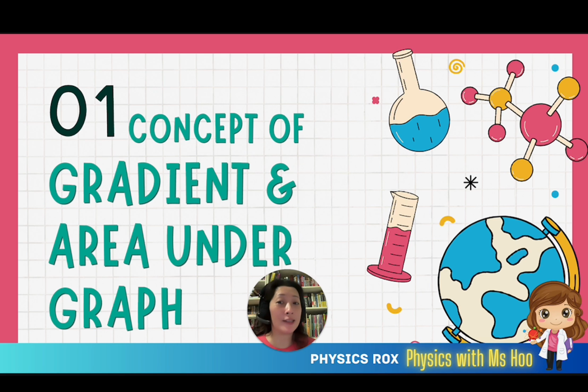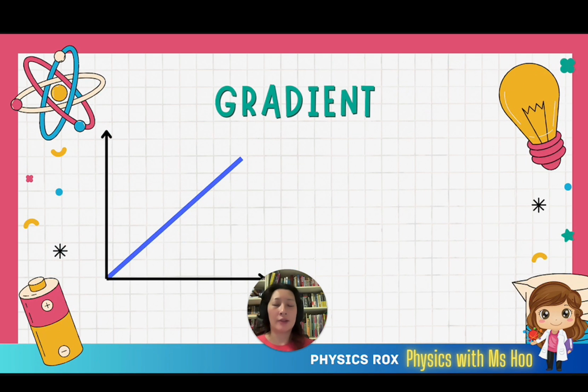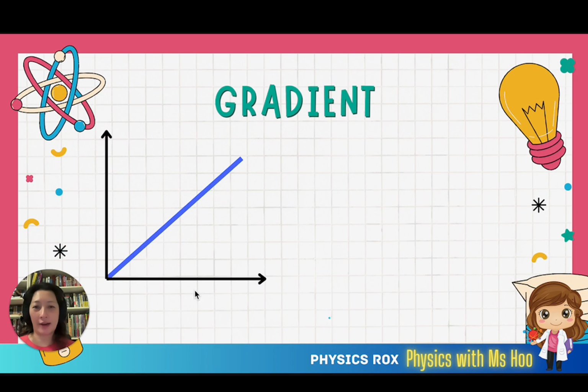So first things first, let's go through the concept of gradient and area under graph in general. Because if we want to analyze motion graphs, we may need to use the gradient and area under graphs to get further information. So before we go into that, let's have an understanding about these concepts first. So let's talk first about gradient.